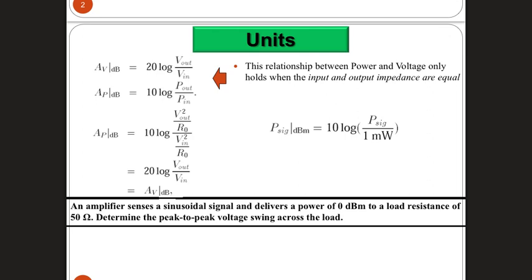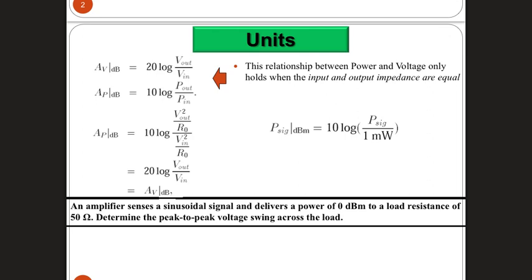Question here, and I want you to try to solve it every two, three together, and then we discuss the solution. An amplifier senses a sinusoidal signal and delivers a power of 0 dBm, right? To a load resistance of 50 ohm. Determine the peak-to-peak voltage swing across the load resistance. Okay. The question first is going to be, what's a dBm scale? So let me explain that.